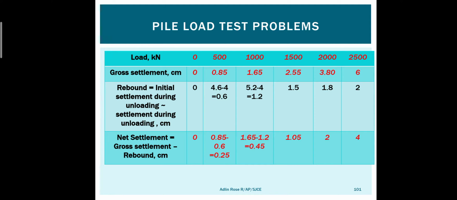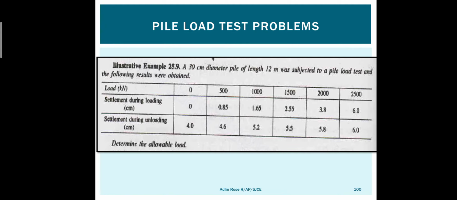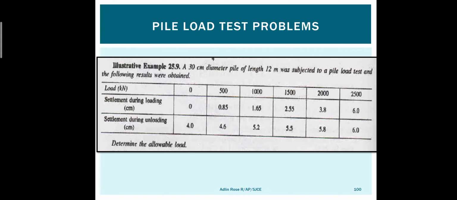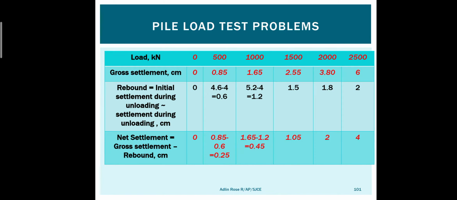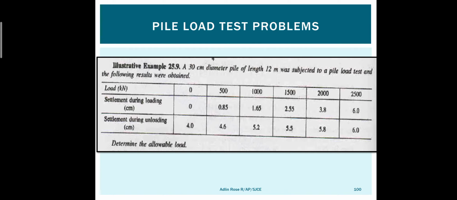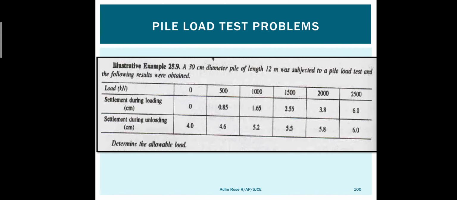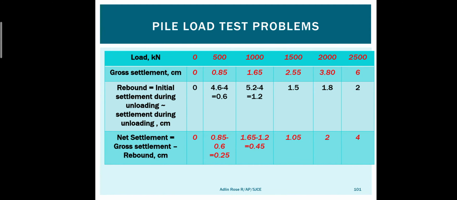So 4.6 minus 4, 0.6. Then 5.2 minus 4, 1.2. Then 5.5 minus 4, 1.5. Then 5.8 minus 4, 1.8. Then 6 minus 4, 2. So we should subtract the first unloading settlement value from the given unloading values. That will give you the rebound.